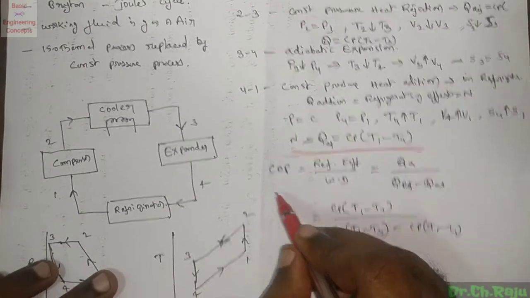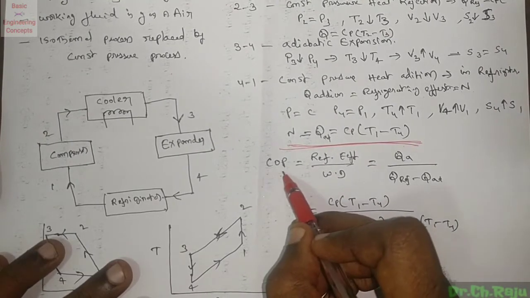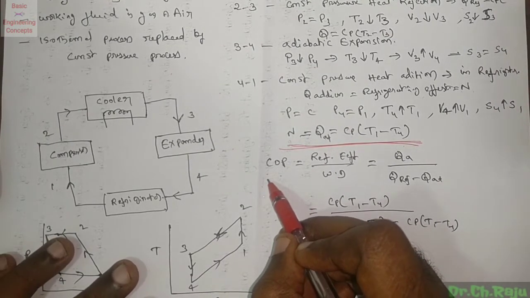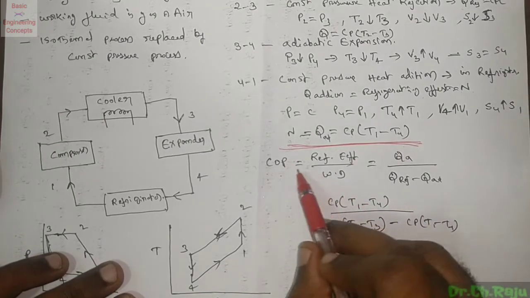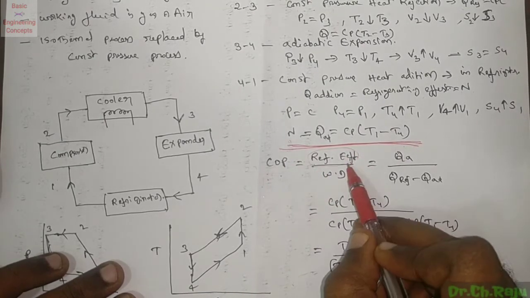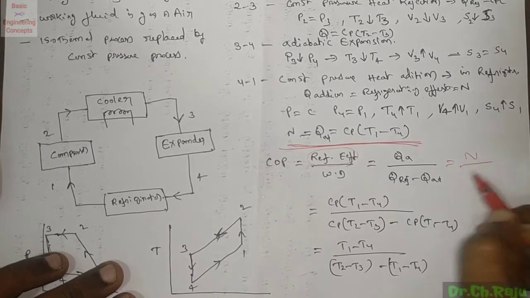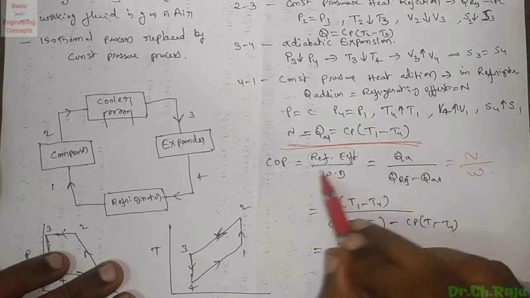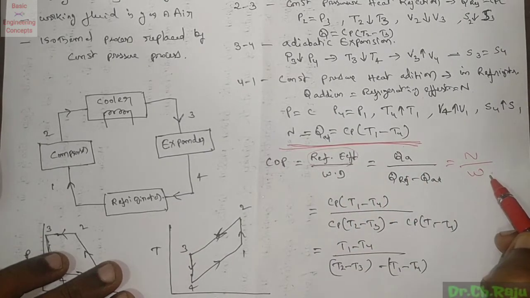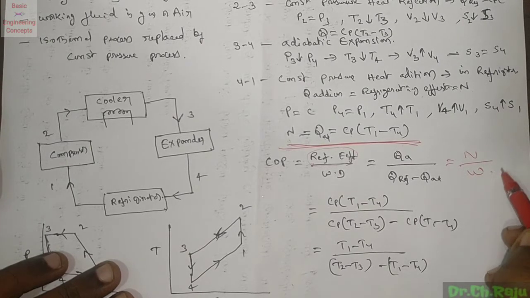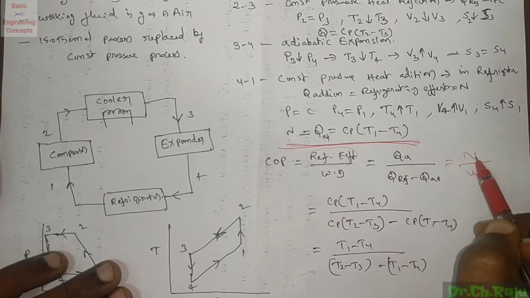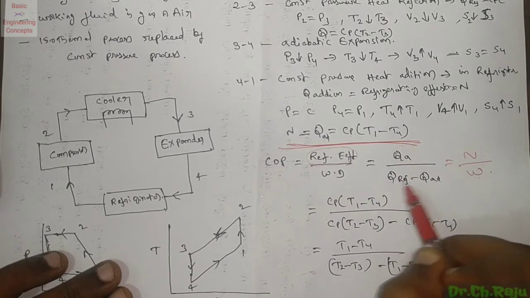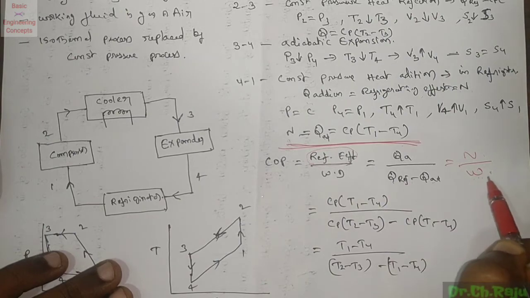So now we are moving to the COP. As already explained in the previous video, the COP is the ratio of refrigerating effect produced, that is N by W. So W is equal to the normal formula, heat rejected minus heat added. So the COP is N by W, that is, heat added divided by heat rejected minus heat added.